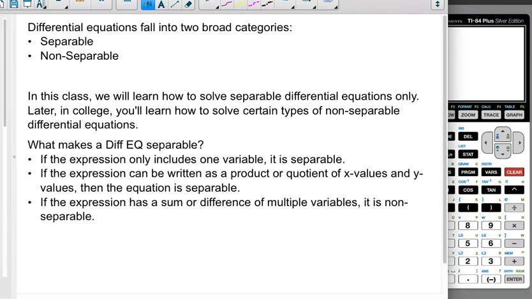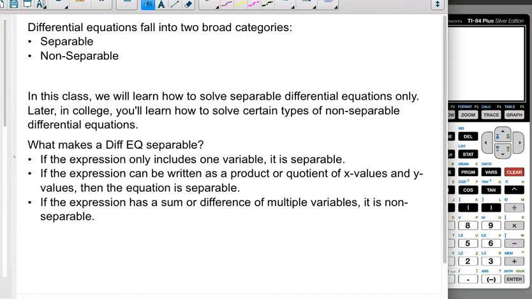Okay, so differential equations fall into two really broad categories, separable and non-separable. In this class, we're going to learn how to solve separable differential equations only. Later in college, you'll learn how to solve certain types of non-separable differential equations. So what makes a diffie-q separable?